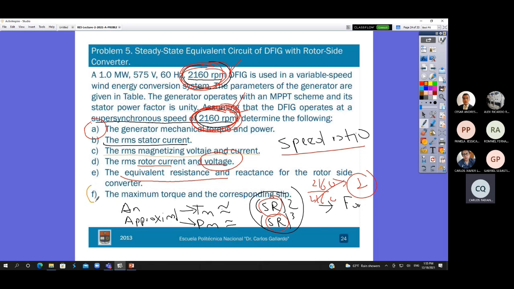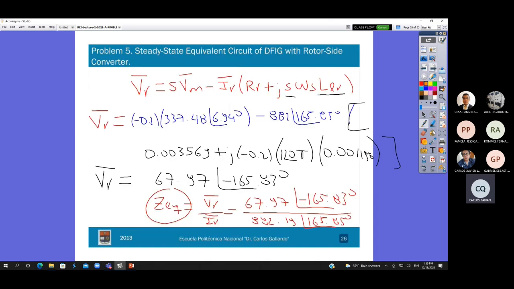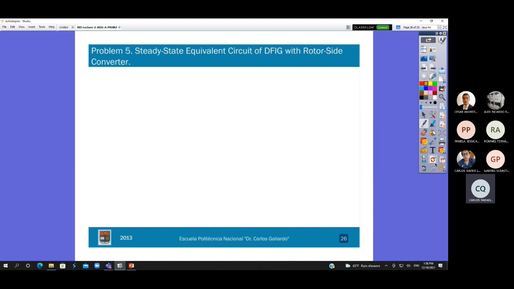The last question is to compute the maximum torque and the corresponding slip. We have already derived the equations. The slip at which the maximum torque occurs can be computed from the previous demonstration. So this is the maximum slip.